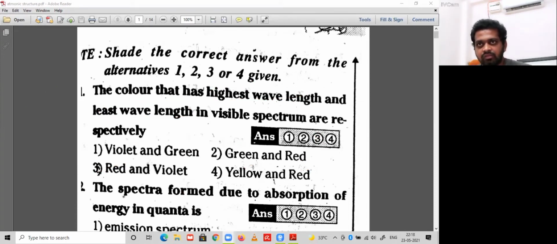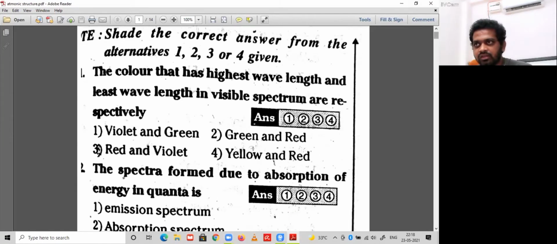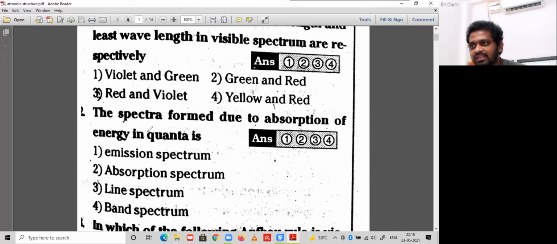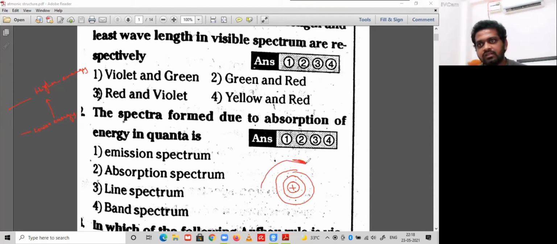The spectra formed due to the absorption of energy in quanta is. So when the energy is absorbed by the electron, in general, it jumps from a lower energy level to a higher energy level. Around the atom, see here I have taken the nucleus and first shell, second shell, third shell. As the radius of the atom increases, the size and energy also increase.